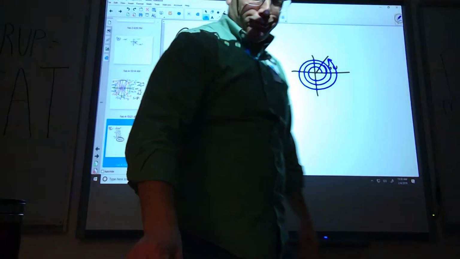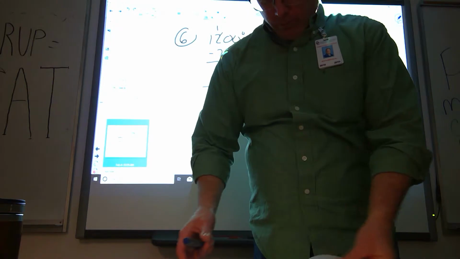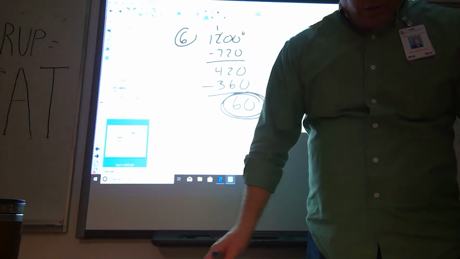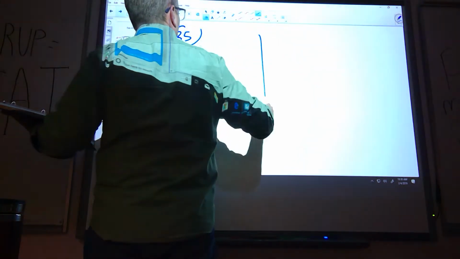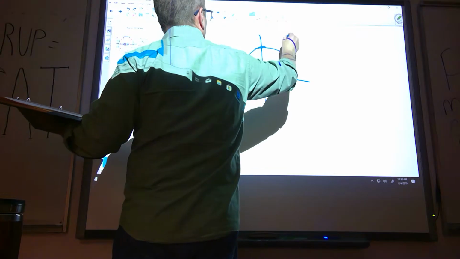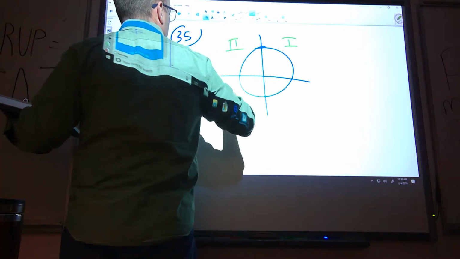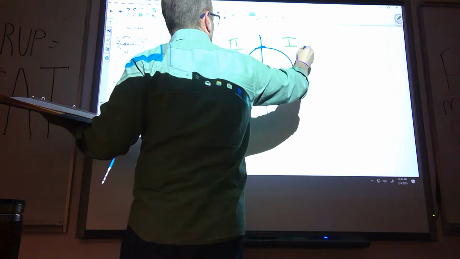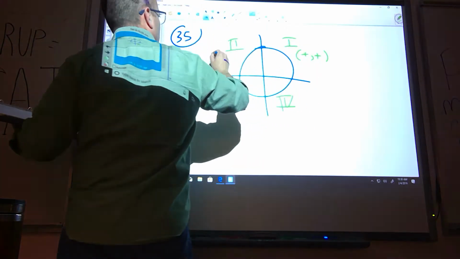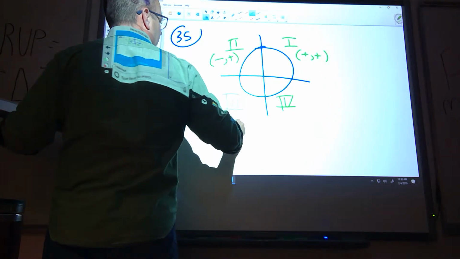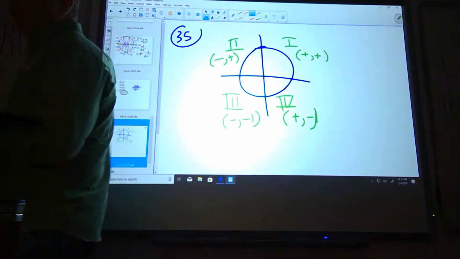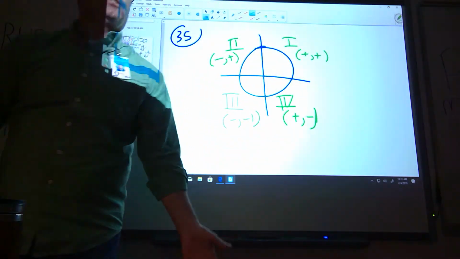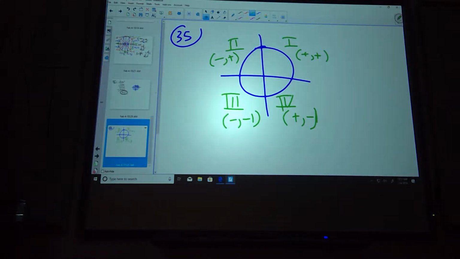Number 35? It's the one with words. What do you know about the signs of the coordinates? Okay. So 35. Here's our XY axis. Here's our unit circle. This is quadrant 1, 2, 3, and 4. Any point here is positive, positive, and then negative, positive, negative, negative, and positive, negative. So the XY values flip-flop, either to be positive, negative, one of each, or both. Anything else?